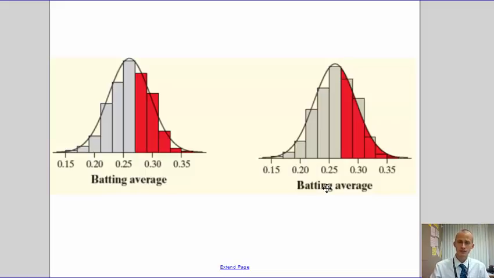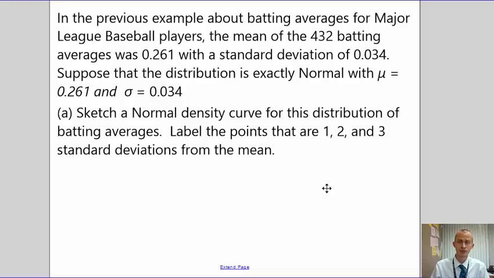So the next problem is going to be referencing the same idea. It says in the previous example about batting averages for Major League Baseball players, the mean of the 432 batting averages was 0.261 with a standard deviation of 0.034. They go on to tell you that that's our mean and our standard deviation. They include that with the Greek letters because these are approximations. We took those curves and we approximated that histogram.